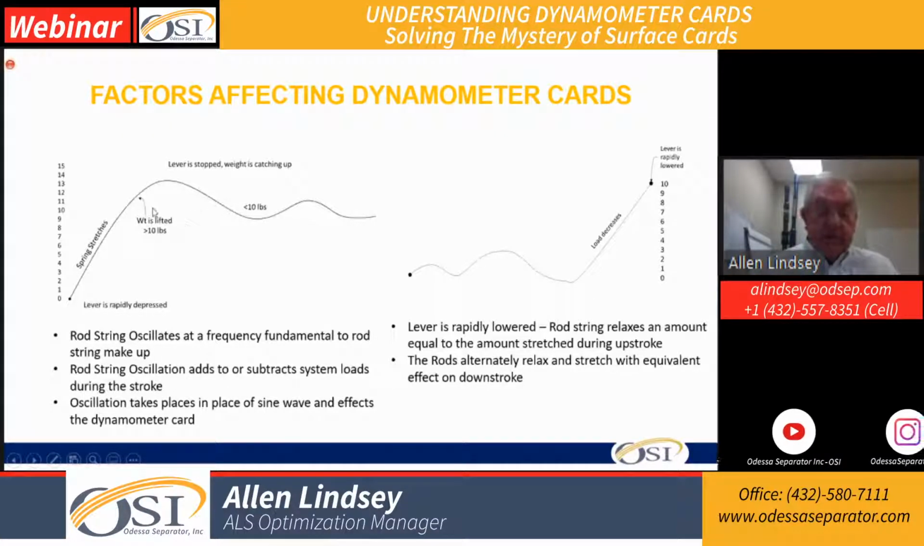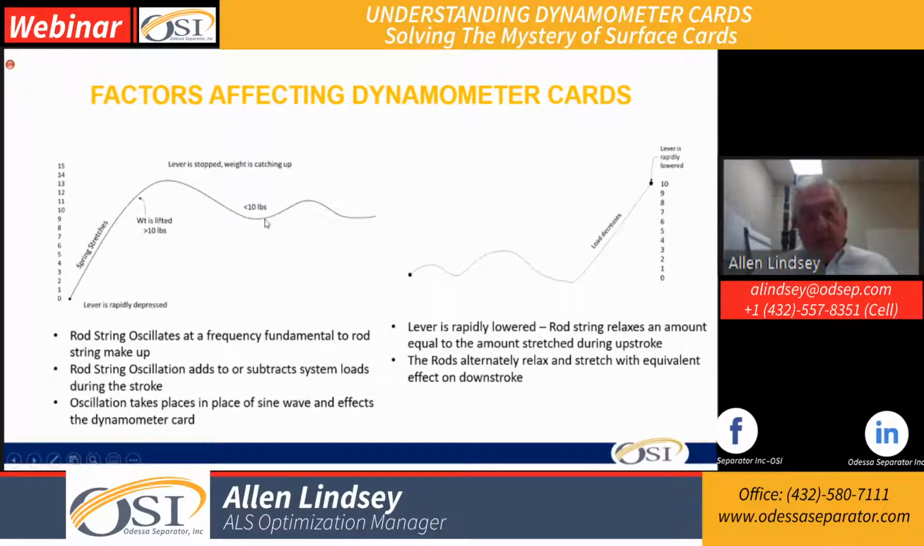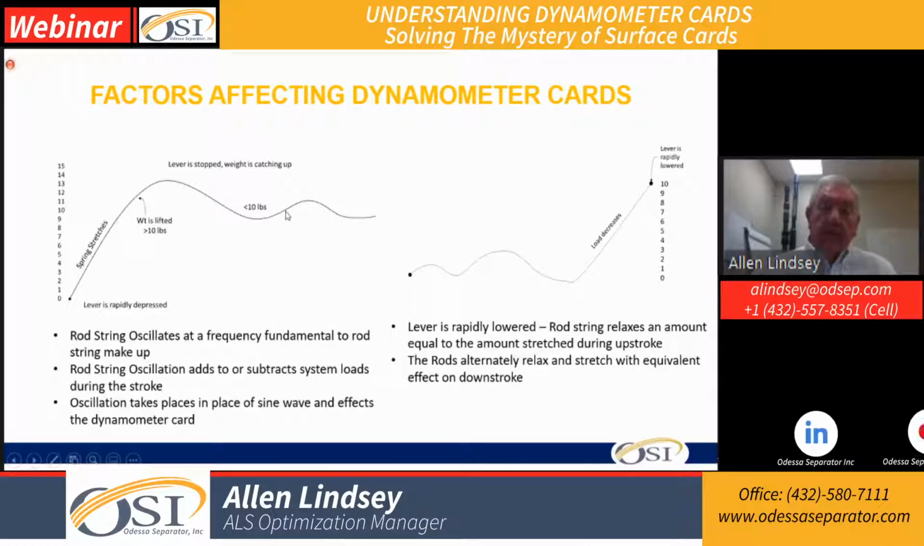The oscillation takes the form of a sine wave, and effects on the dynamometer card are illustrated in the diagram on the left. The lever is rapidly raised, the spring stretches, the weight is lifted somewhere past the 10-pound scale mark. The lever is stopped, the weight catches up, the scale indicates load decrease, the weight falls back, the scale indicates load increase, and through to the top of the stroke.